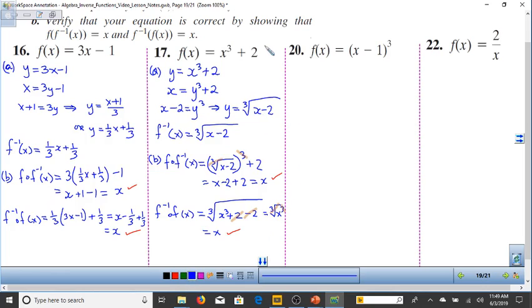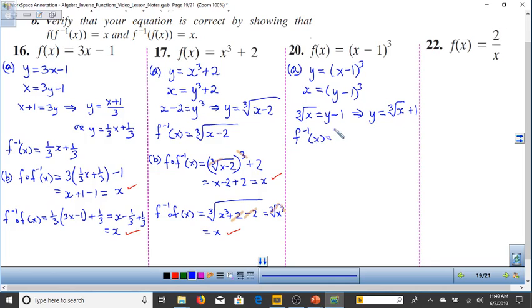Next up, for this function, again, we replace f of x with y, and then we do the key step, which is interchange x and y, change places, and then we solve. We're going to do the cube root of both sides, and then I'm going to solve for y. Cube root of x, then plus 1. So then my function is f inverse of x is equal to the cube root of x plus 1.